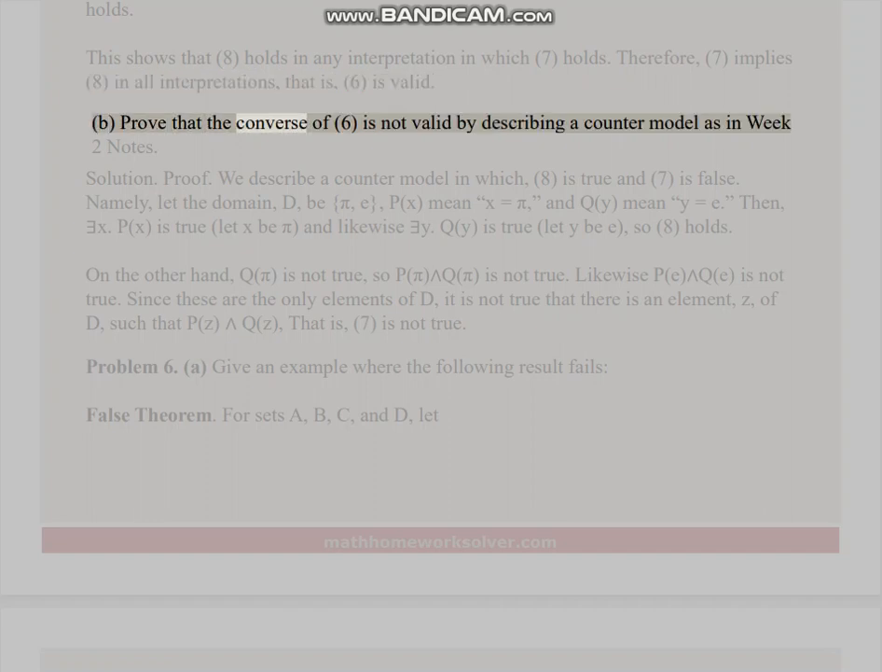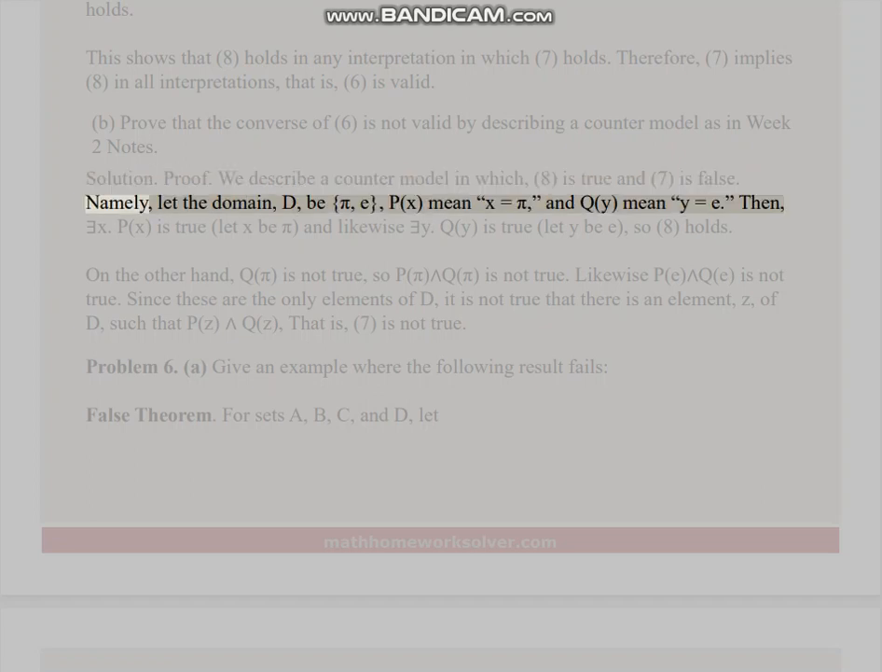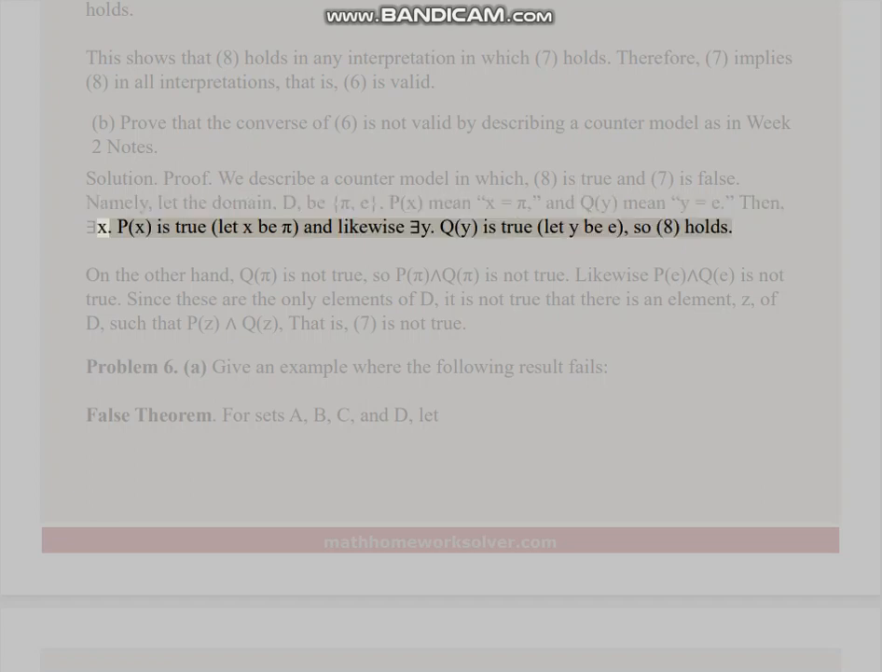B. Prove that the converse of 6 is not valid by describing a countermodel as in week 2 notes. Solution. Proof. We describe a countermodel in which 8 is true and 7 is false. Namely, let the domain be {π, e}, P(x) mean x = π, and Q(y) mean y = e. Then ∃x P(x) is true, let x be π, and likewise ∃y Q(y) is true.